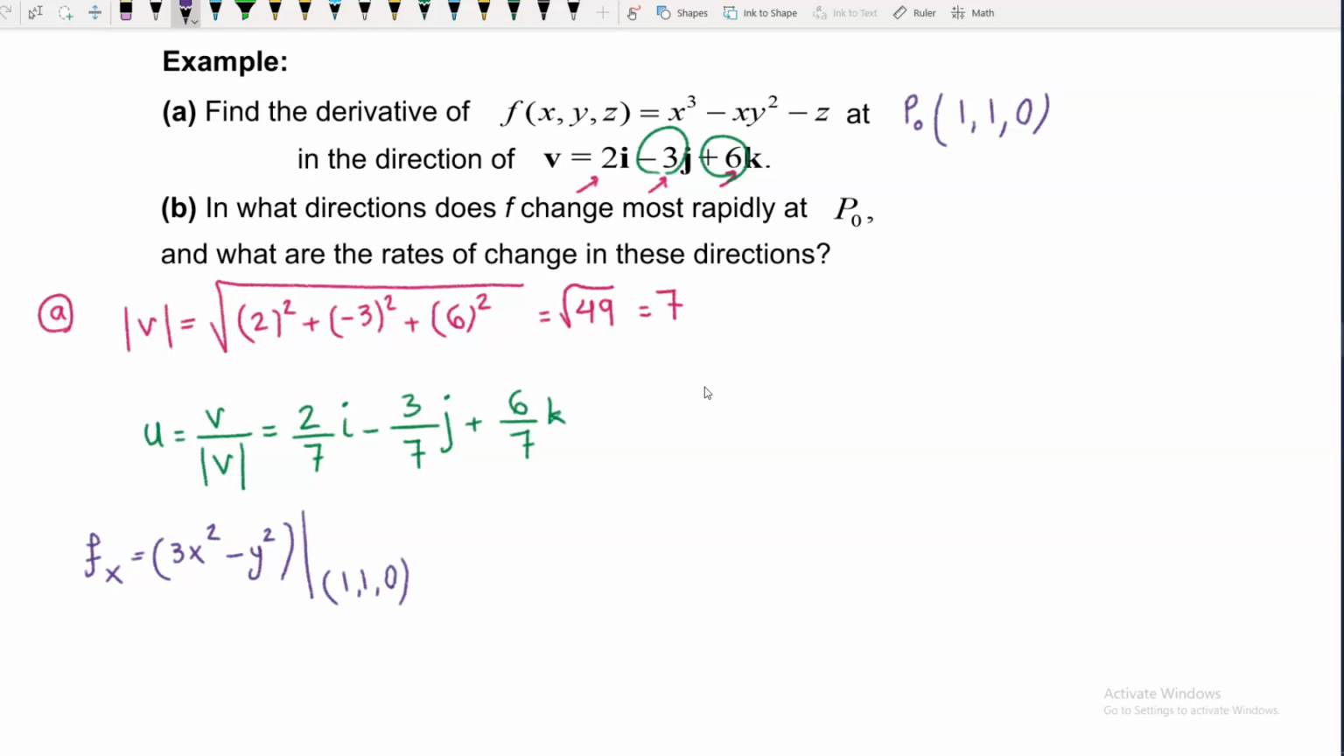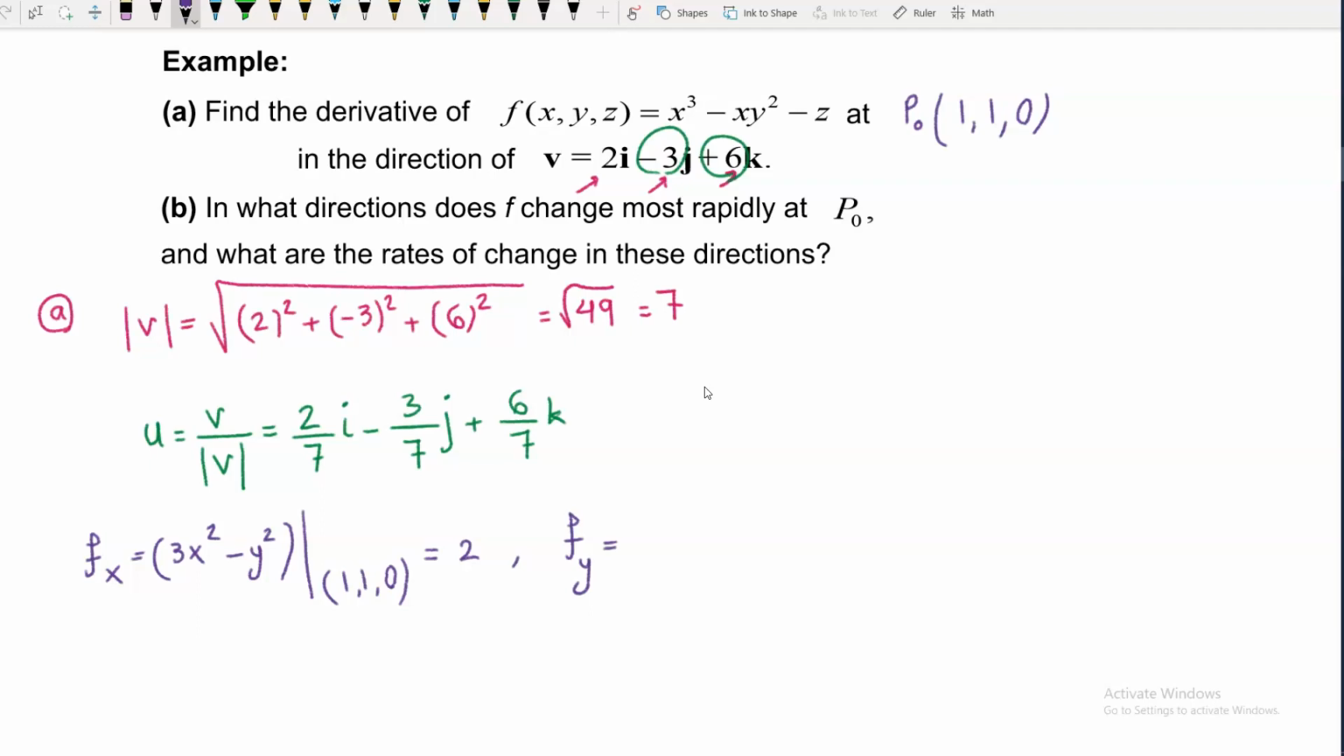So here we have the partial derivatives of f at p0. Here is a partial derivative of f with respect to x, that is equal to 3x squared minus y squared at this point 1, 1, 0. So this is equal to, here we have 3 times 1 squared, so that is 3 minus 1 squared. So here is 2.